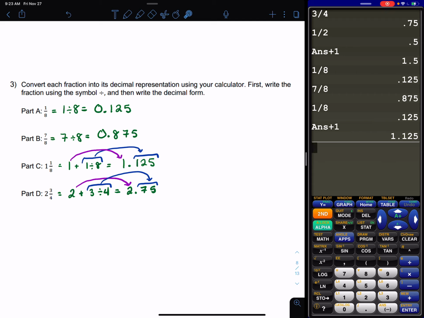One thing I want to point out is that if you're using your graphing calculator, it will do the order of operations for you. So you can type in the whole thing as one step, 1 plus the 1 divided by 8, and still get that same final answer. So if we look at part D, where we have 2 3/4, we did the same process. We brought that whole number 2 over. We wrote that fraction 3/4 as 3 divided by 4, and we needed to add them. So we have 2 plus 3 divided by 4, which gives us that answer of 2.75, or 2 75 hundredths.